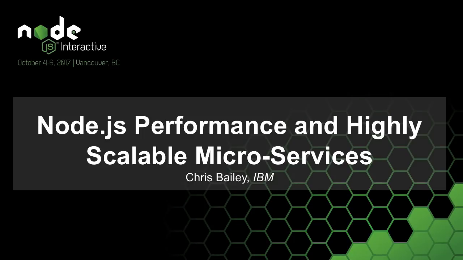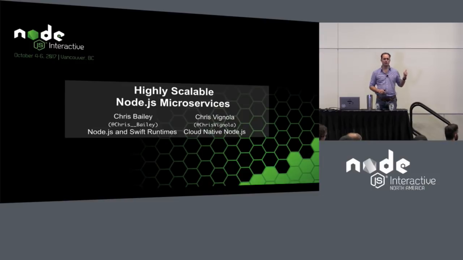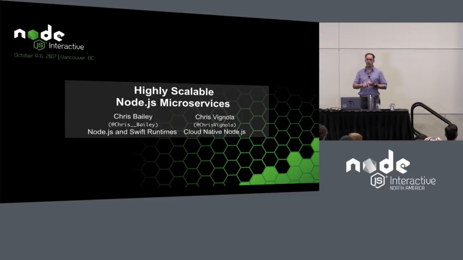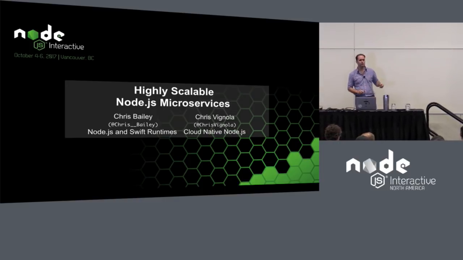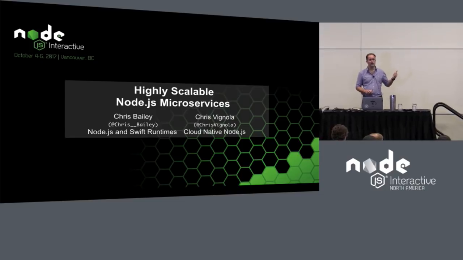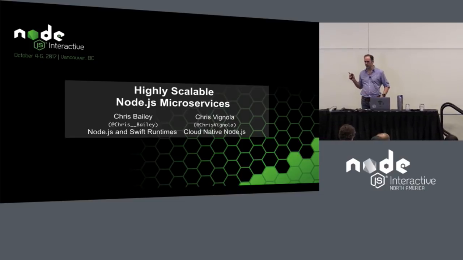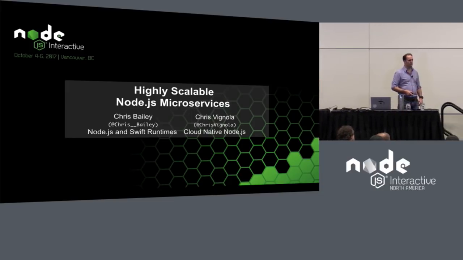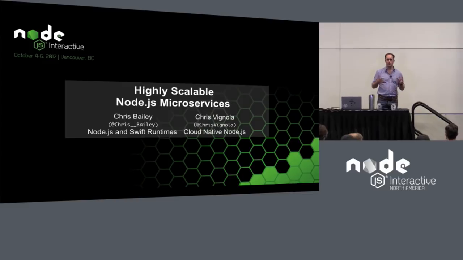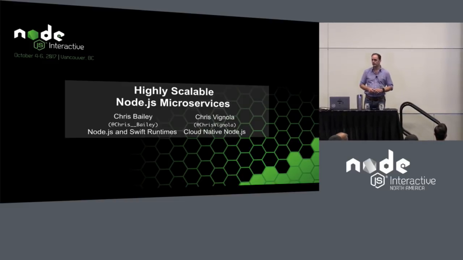So good morning. Today, I'm going to talk about building and deploying highly scalable Node.js microservices and how to verify the performance of those microservices and do diagnostics for performance when they're deployed. I'm Chris Bailey. I'm the chief architect for Node.js and Swift at IBM, and I'm joined by my colleague Chris Vignola. Chris works on cloud-native Node.js, so that's making Node.js ready to work in cloud deployments.